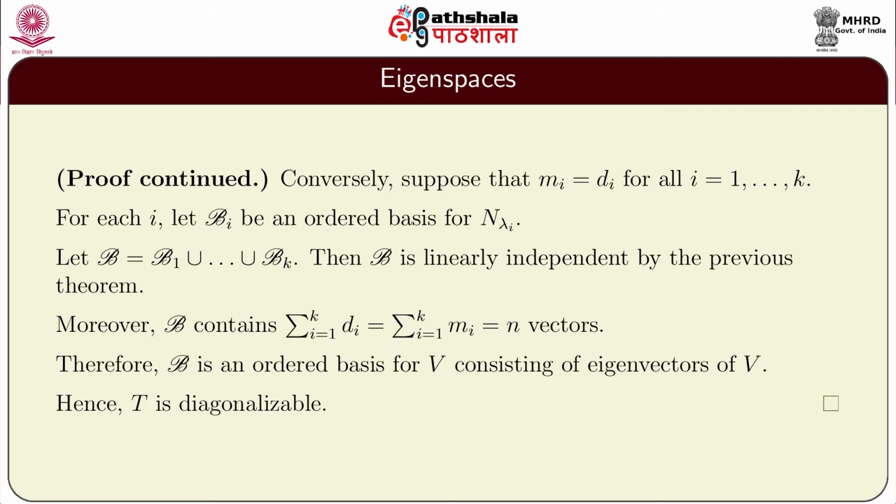Therefore, B is a linearly independent set with n vectors, and therefore, B is an ordered basis for the vector space V. And elements of B are nothing but eigenvectors of T, hence T is diagonalizable.